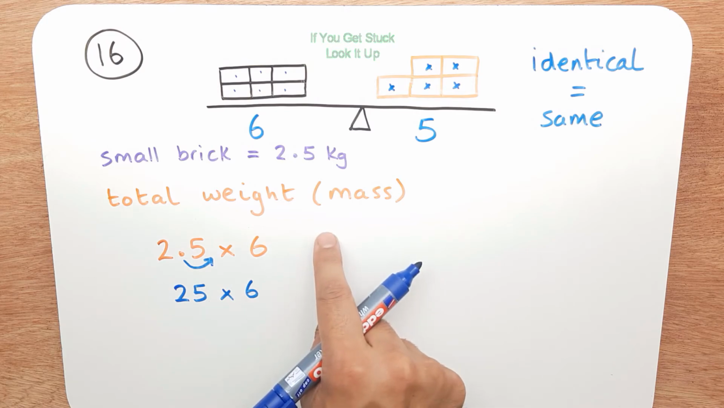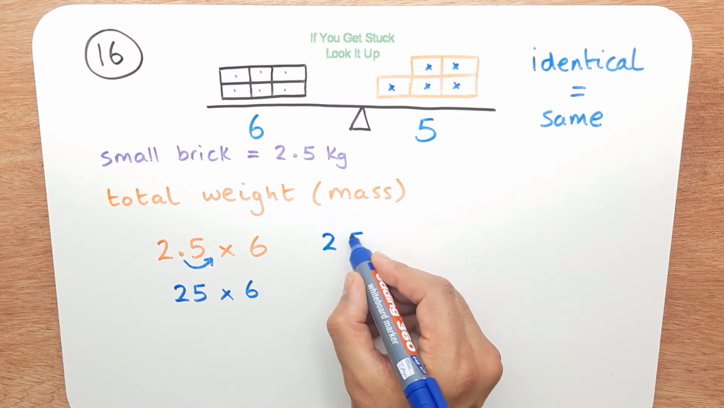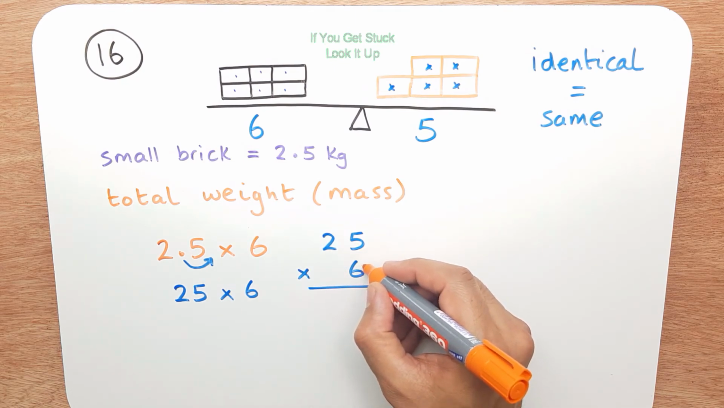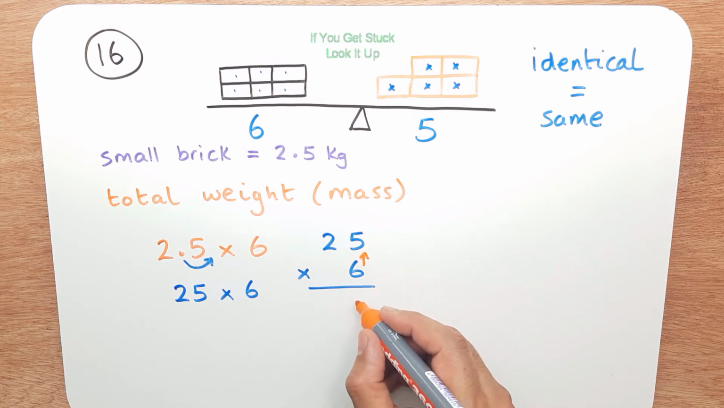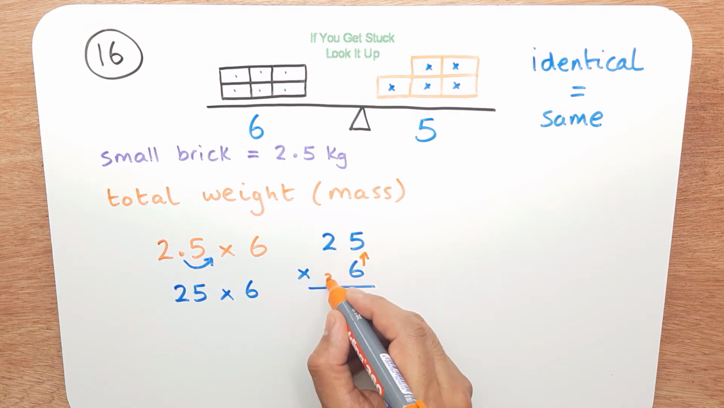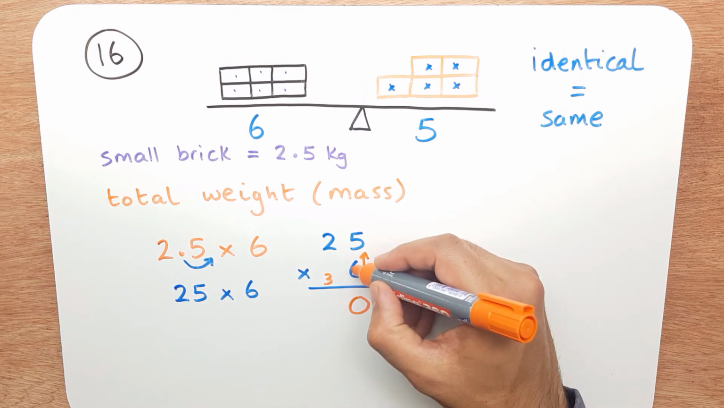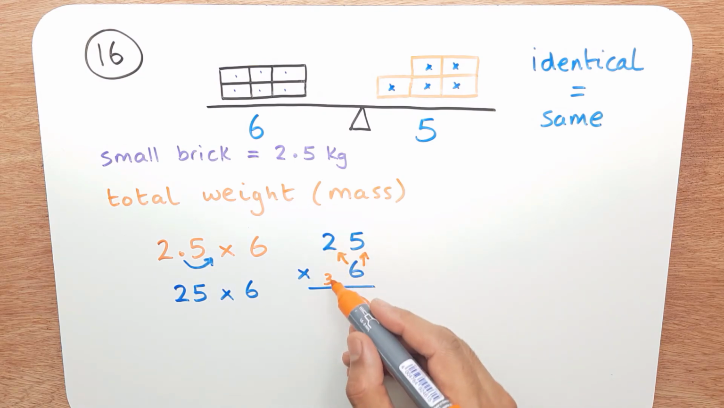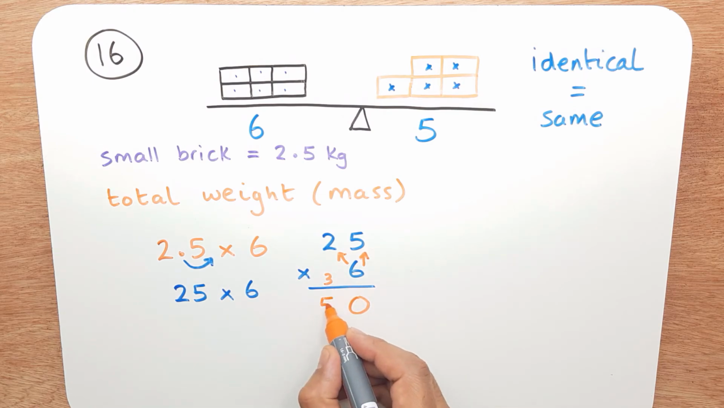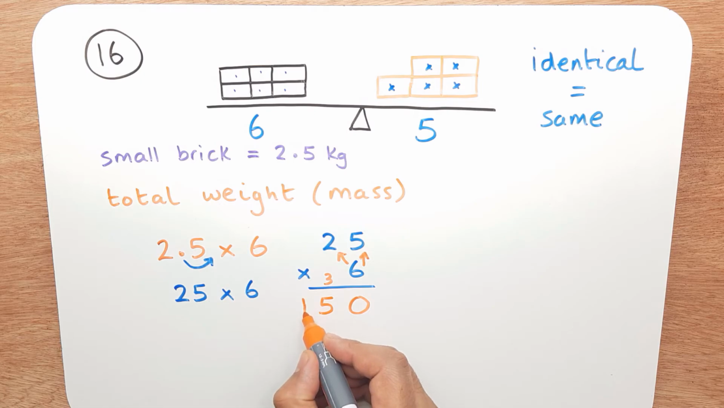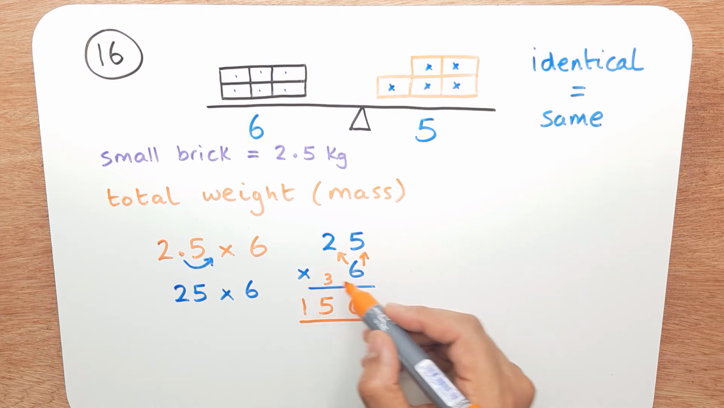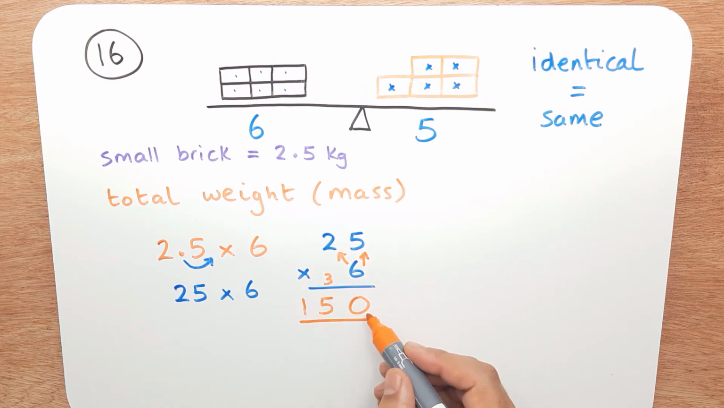So I'm going to write that as column multiplication. 25 times 6. I do 6 times 5, which is 30. Put the 0 down and carry the 3 over to the next column. Then I do 6 times 2. And that is 12, plus the 3 we've carried over, and that makes it 15. We put 5 in this column and carry the 1 over to the next column. So 25 multiplied by 6 is 150.